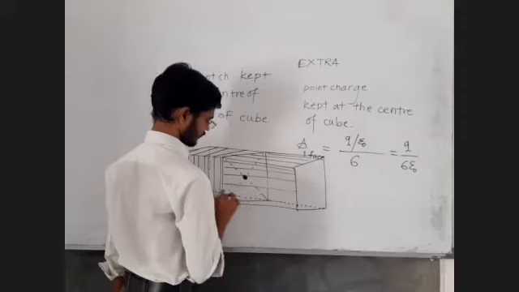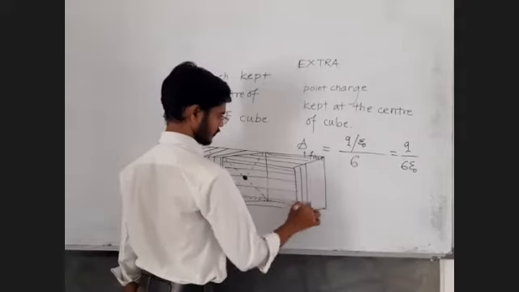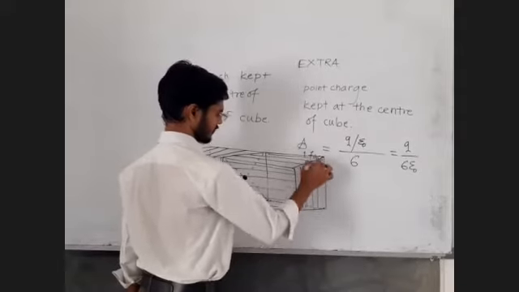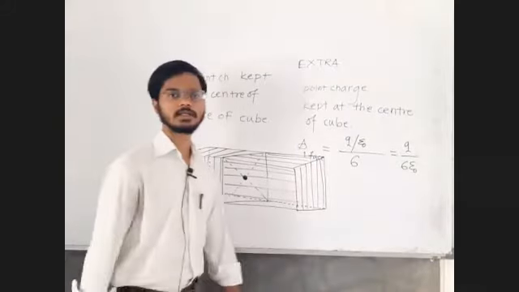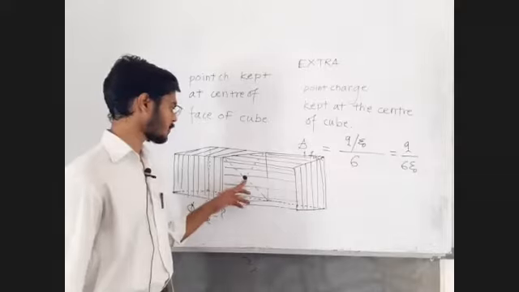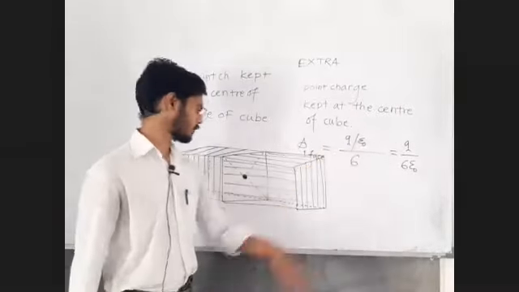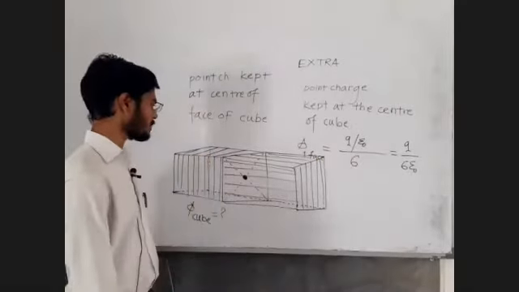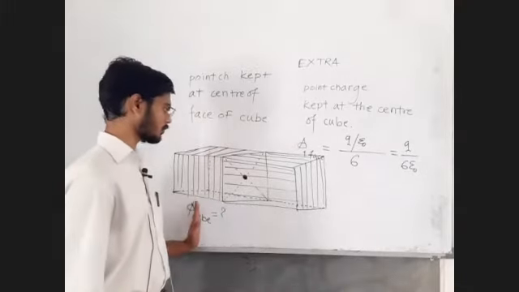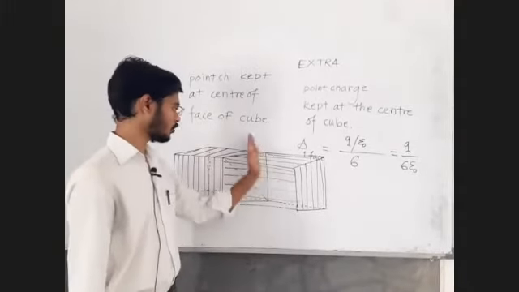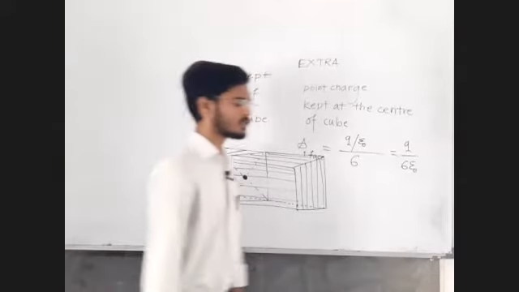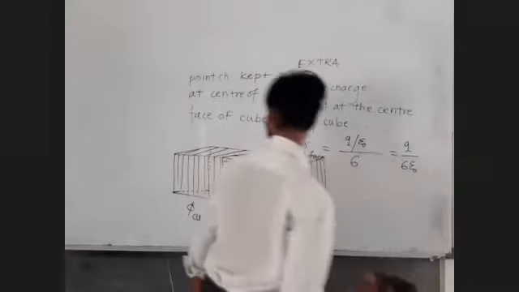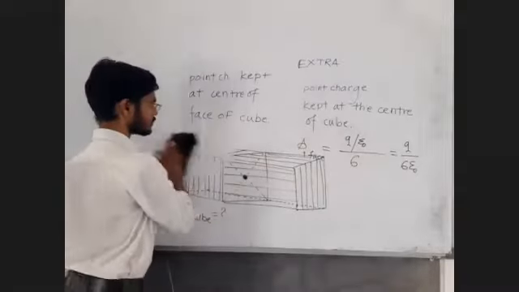Try to understand. We will simplify it, but initially try to imagine. Now you will say, sir, total flux produced by this charge is Q upon epsilon. Half of the flux is passing through one of the cubes, and the remaining half of the flux is passing through the other cube. It is this simple. So what should be the answer for this case?